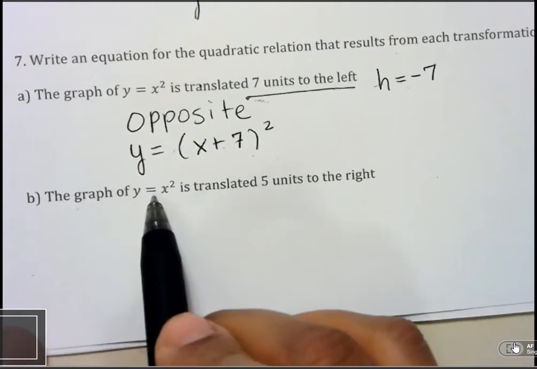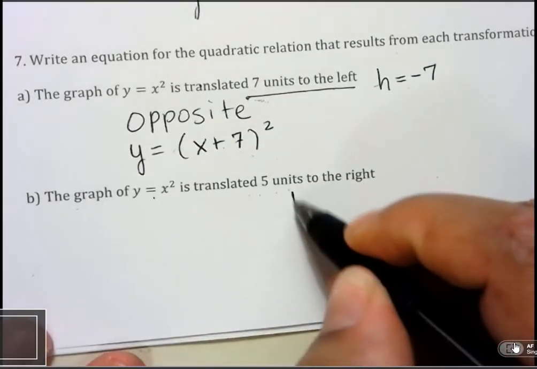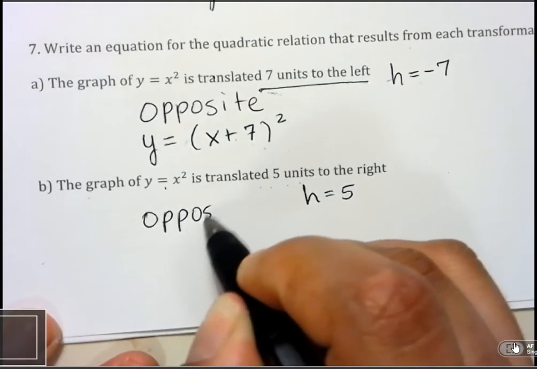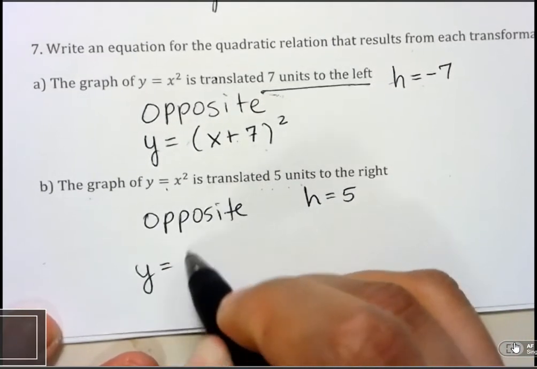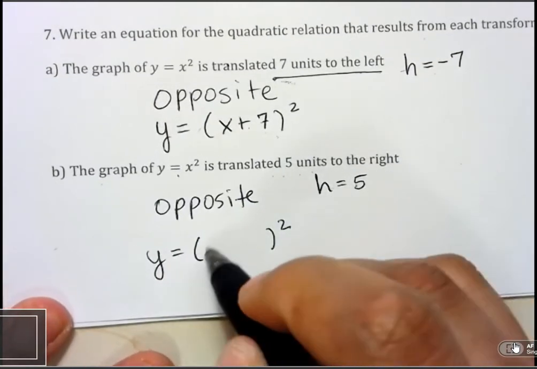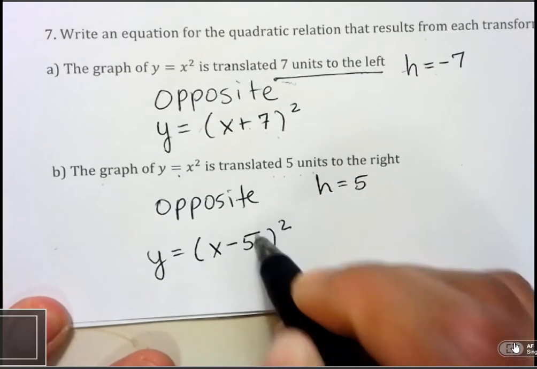We want to modify this graph and we're going to translate it 5 units to the right. So that means h equals 5. But when we put it in the function, it's going to be opposite. Remember, h modifies the x, so it's got to go in the parentheses. So when you put it back, you've got to put it in opposite.